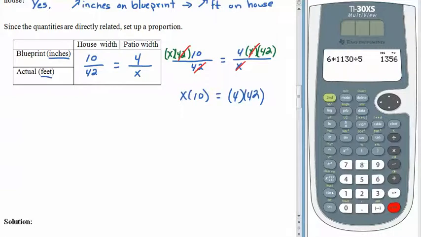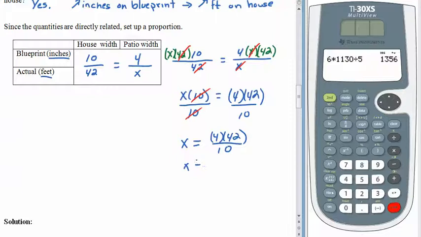You know how to get the x all by itself. You're probably way ahead of me. Undo the multiplication by dividing both sides by 10. Save the calculations for last so that we don't have any issues with rounding. Cancel out those common factors. And x is equal to 4 times 42, all divided by 10.